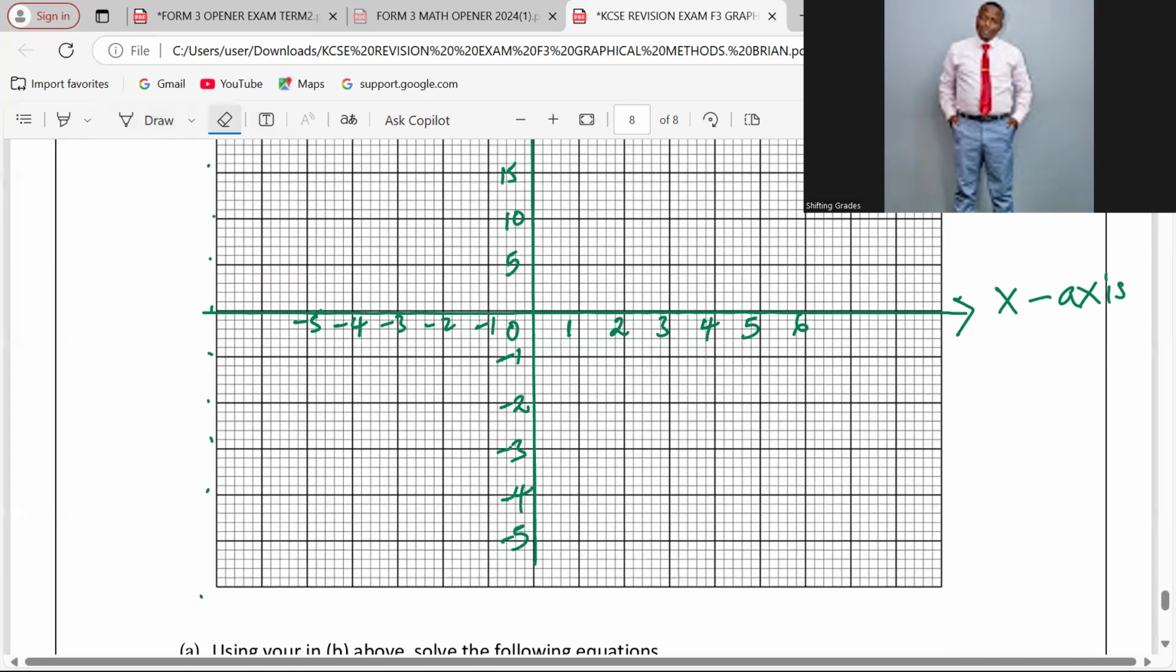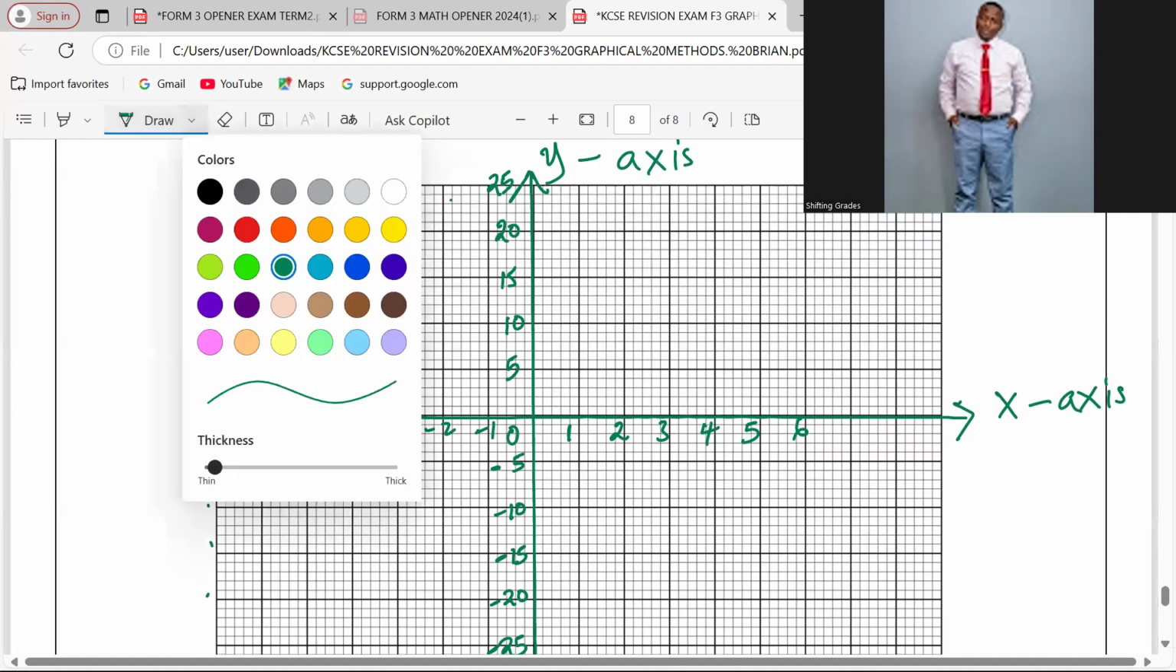Sorry, for the y, it's multiples of 5. Yeah, sorry for that. We are making a few mistakes, but this is 5, negative 5, -10, -15, -20, -25. Yeah, these are enough.